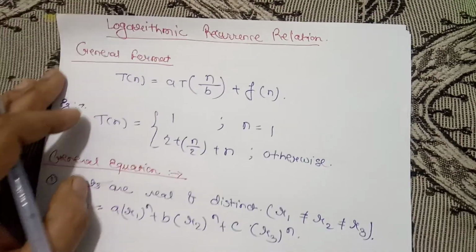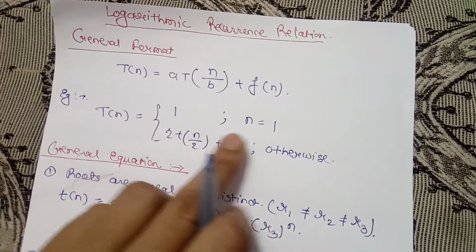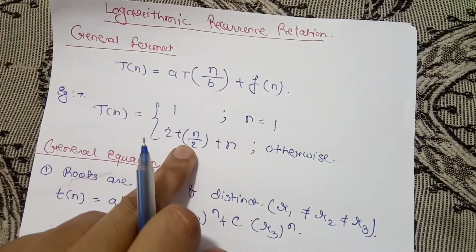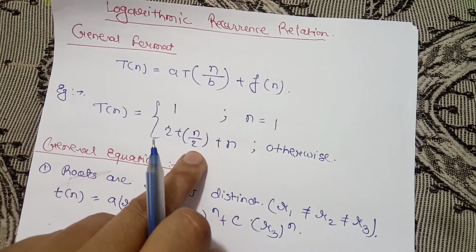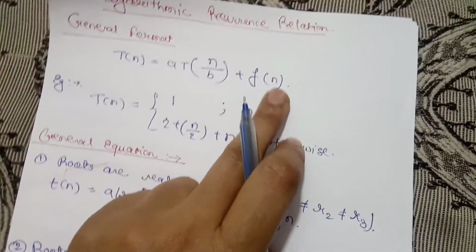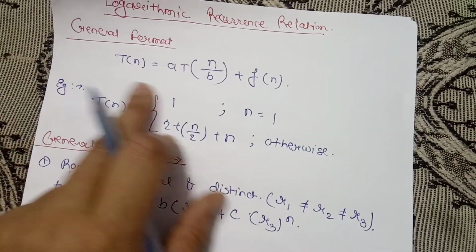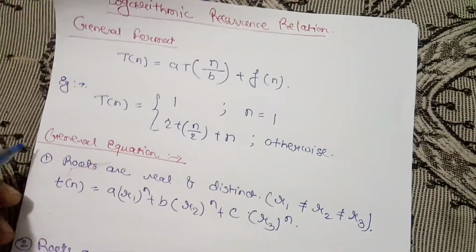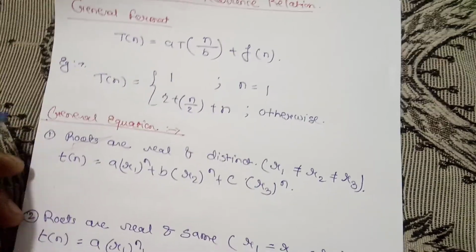Fine. So like the example given to us, T(n) = 1 if n = 1, and T(n) = 2T(n/2) + n otherwise. That division condition of n is given to us, plus n is f(n), that is the otherwise condition. That means we have to solve this equation using the logarithmic recurrence relation method. So how to write the generalized equation for the logarithmic recurrence relation method?